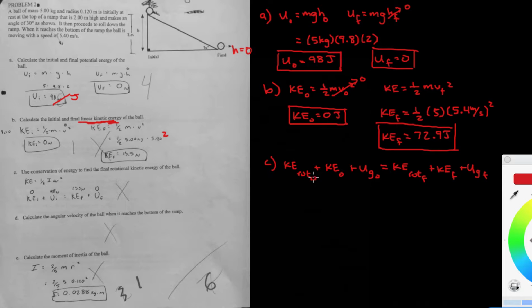So the initial rotational kinetic energy is 0 because it's just sitting at the top. And the initial kinetic energy is 0 because we said so. And the final gravitational energy is 0. And then we just plug in all these other values that we had. So 98 joules is equal to the final rotational kinetic energy plus 72.9.